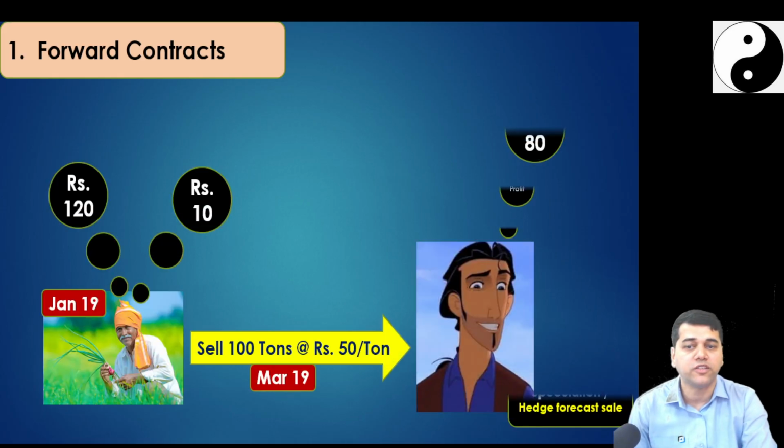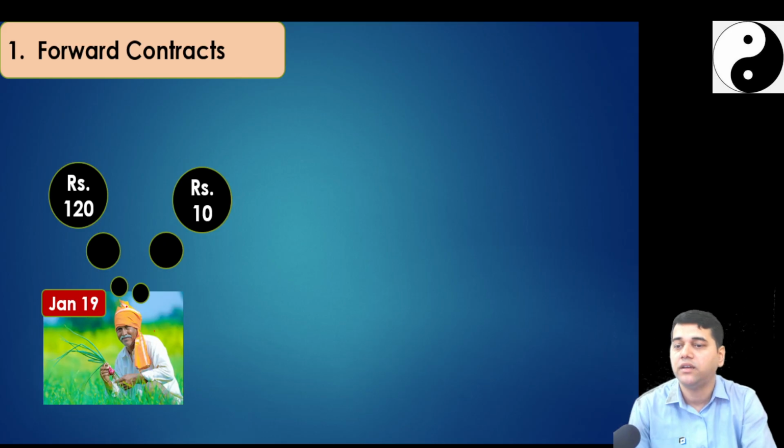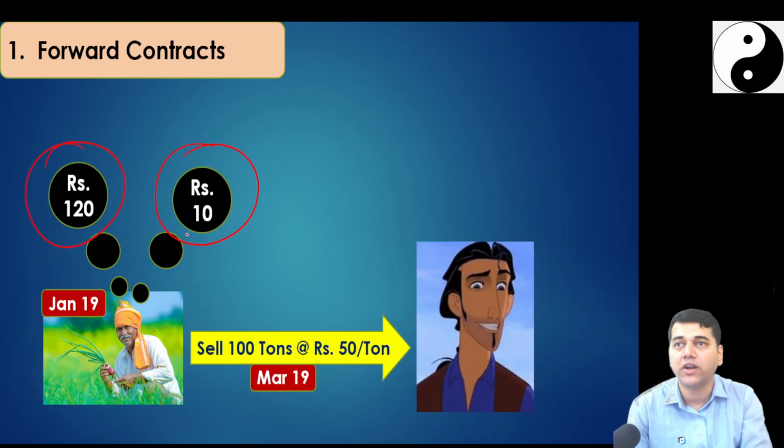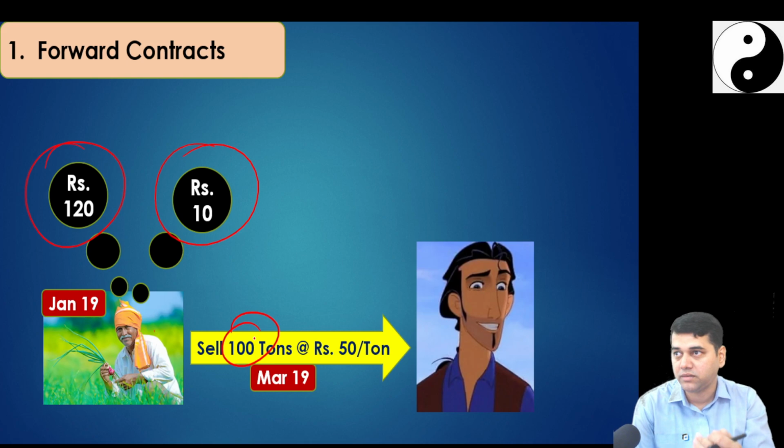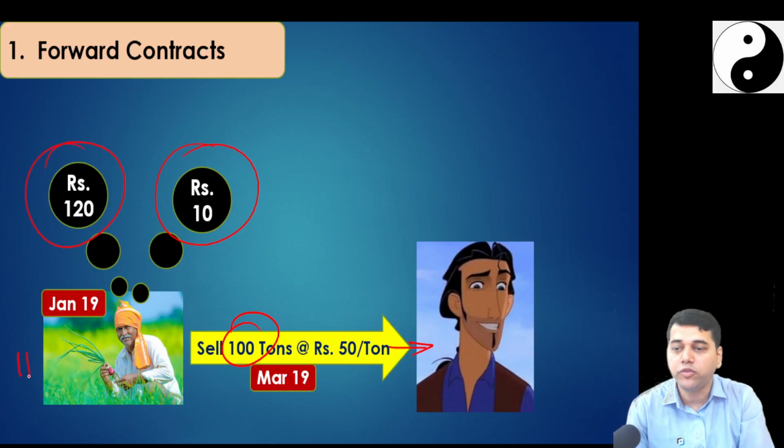Now, forward contract is one where today you have agreed to sell, because if you are a farmer, you have grown onions, prices can be 120 when harvest is going to come, or it can be 10 rupees also. So today only you enter into contract with somebody that on 31st March I will sell you 100 tons, which harvest is going to happen at 50 rupees per ton. So my position is hedged.